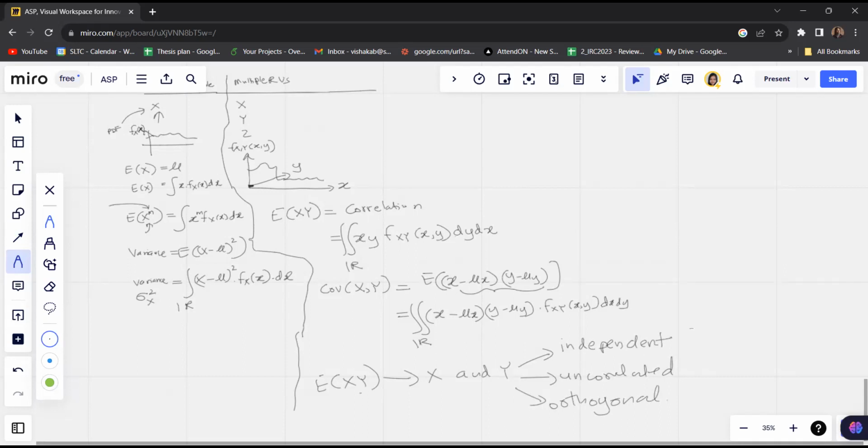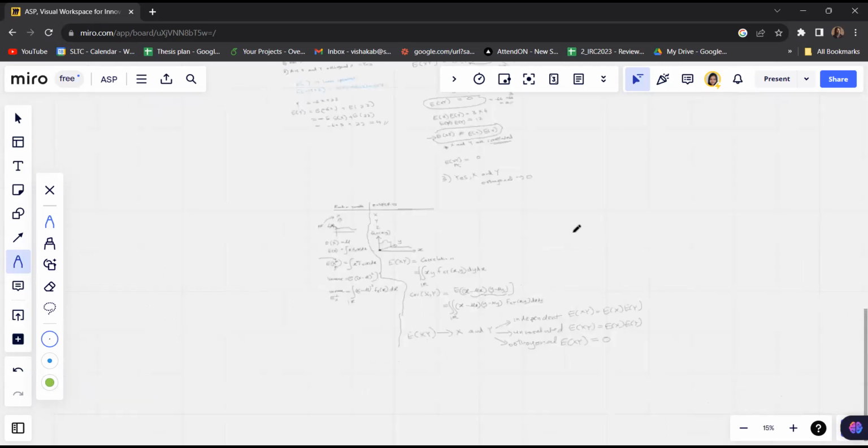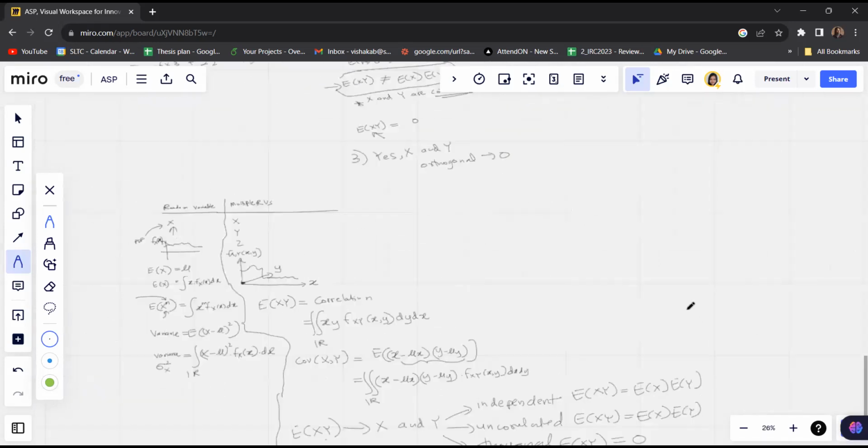E[XY] will be equal to E[X]E[Y] if it is independent. And for uncorrelated also the same thing. However, the inverse will not be the same if there are some dependencies between x and y. For the orthogonal case, we have the inner product, or this E[XY] value, equal to 0. So we looked at that through certain examples.